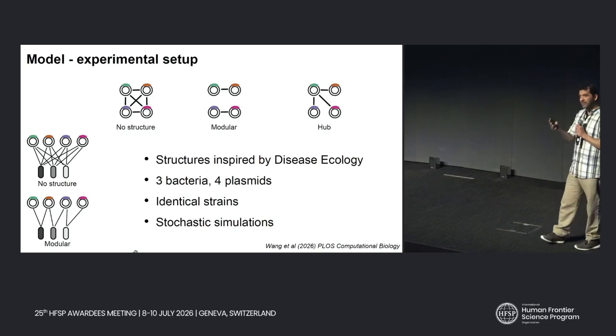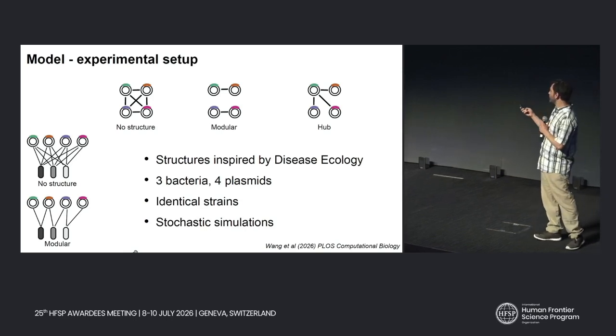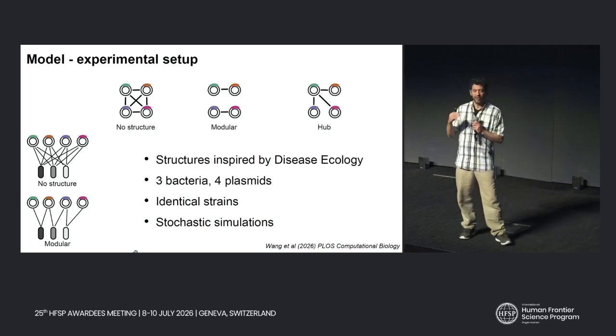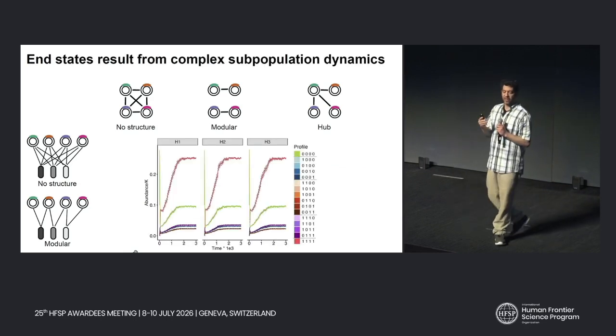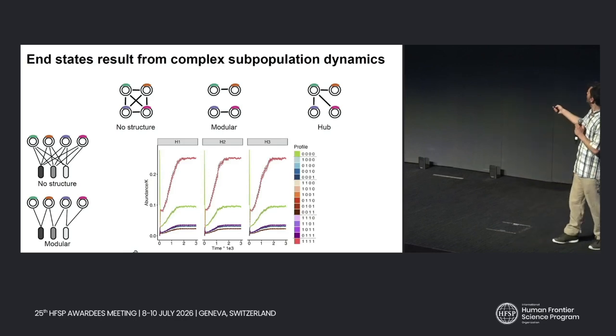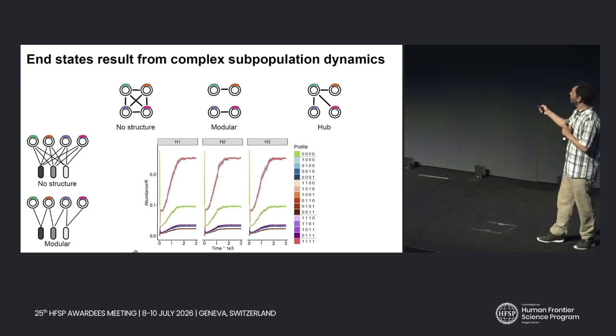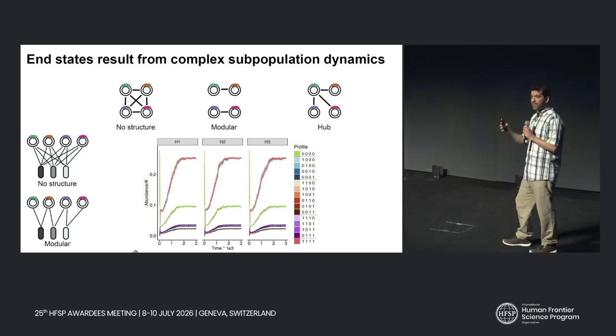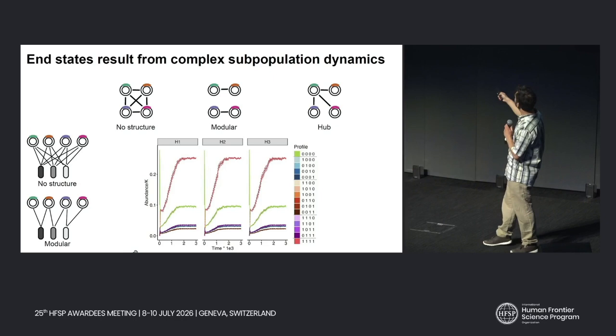So together with the physicist, we built this model, which is based on this structure, and we have identical strains for now with stochastic simulations. And these simulations, they run in time, so you have a time, and then on the y-axis, you can quantify prevalence or abundance of bacteria. And what I'm going to show you next are the results from the end of those simulations.